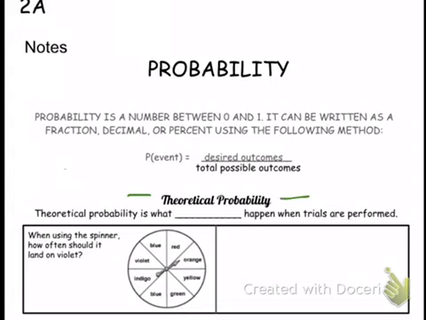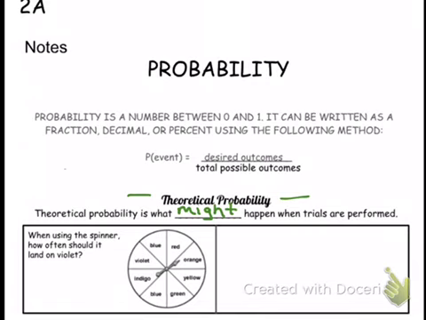Now, I'll give you an example here of how to do this, but first of all, let's take a look at theoretical probability. Theoretical probability just means that I'm not going to do all of these experiments. I'm just going to look to see how many possible things can happen and how many things there are of what I want. So let's take a look at this wheel, and hopefully that'll make a little sense. Okay, theoretical probability is what might happen when trials are performed. So in other words, we're kind of making a very educated guess as to what might happen if someone actually spun this spinner a number of times.